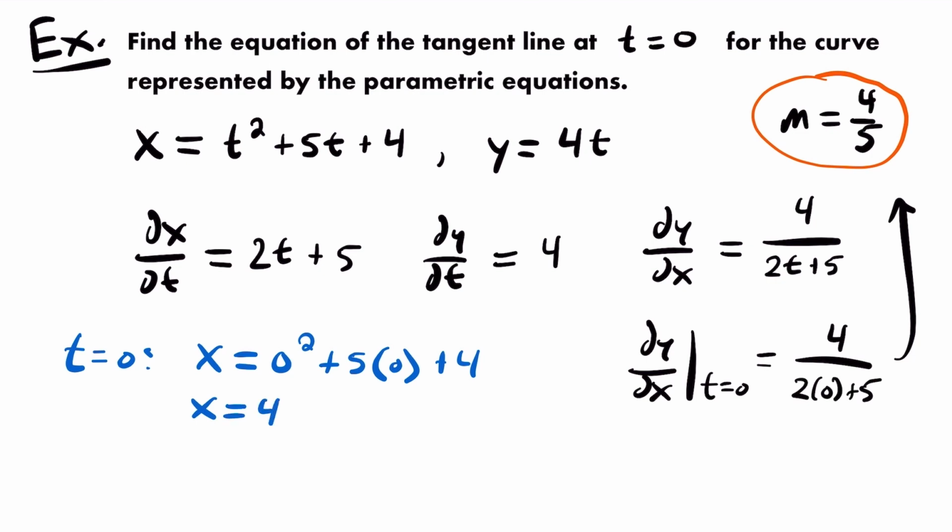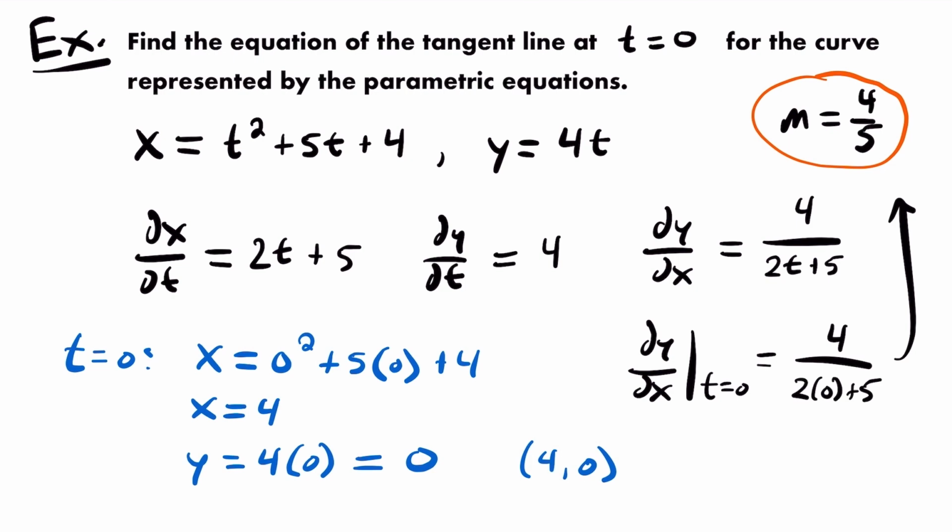And then for y, we have y is equal to 4 times t. So we'll have 4 times 0, and that is just equal to 0. All right, so we replace t with 0, and 4 times 0 is 0. And so now we have both our x-coordinate and our y-coordinate at the value of t along the plane curve represented by these parametric equations. That point is (4, 0). The x-coordinate is 4, and the y-coordinate is 0.